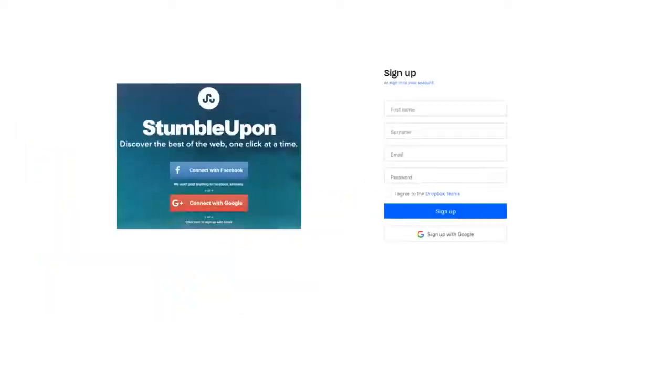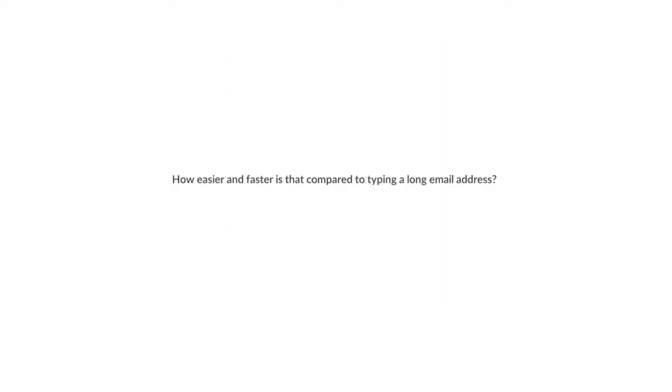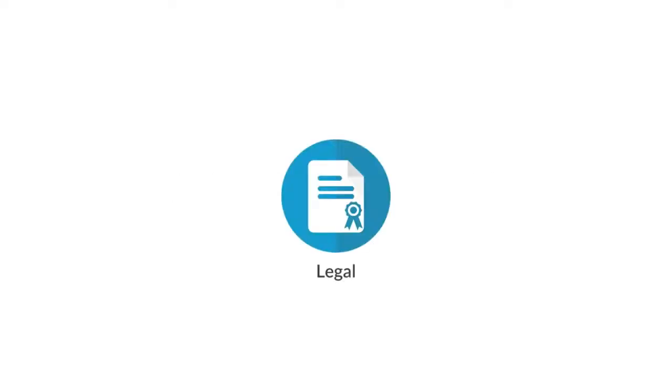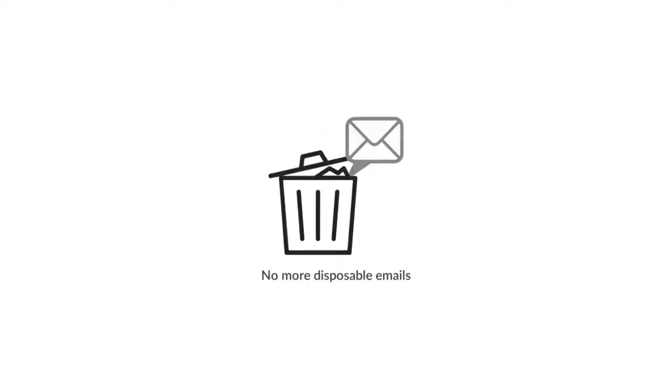And similar to logging in or signing up on websites using social accounts, your visitors have the option to give you the permission to collect their email addresses and info by clicking just one button. How much easier and faster is that compared to typing a long email address? And keep in mind that this is perfectly legal, and all the email addresses collected are real email addresses that people use to sign up for their social accounts. So no more fake emails, no more disposable emails and emails with typos in your list.